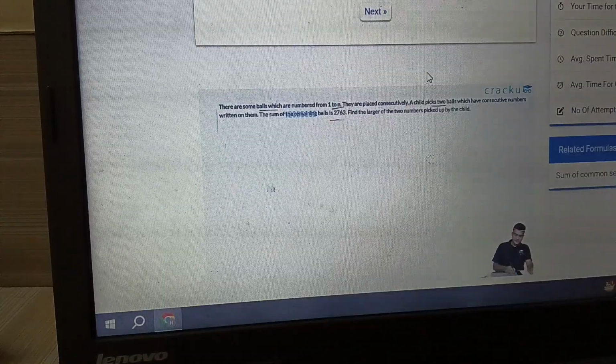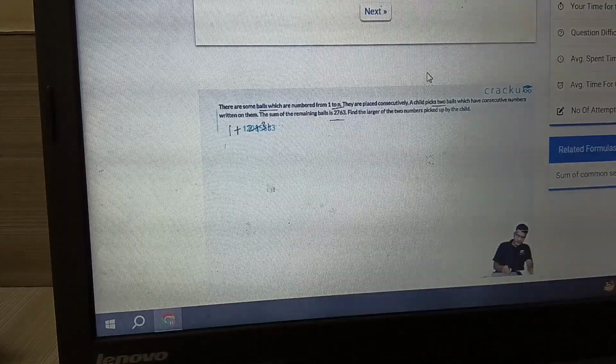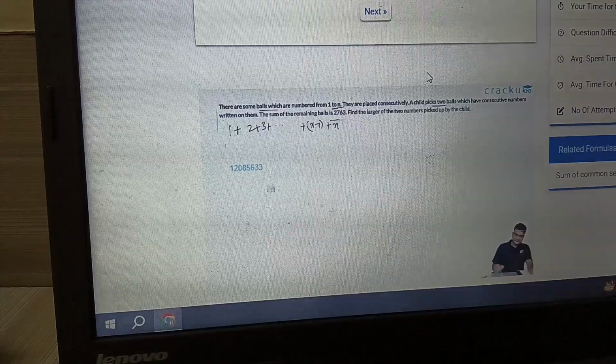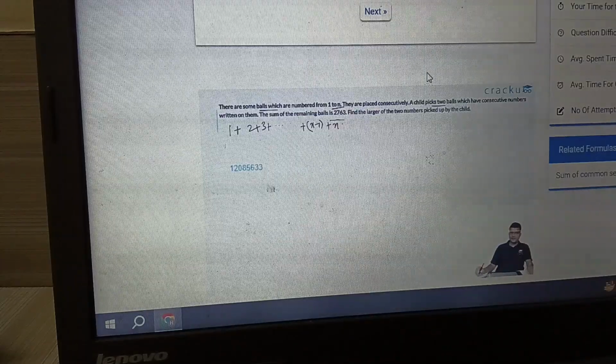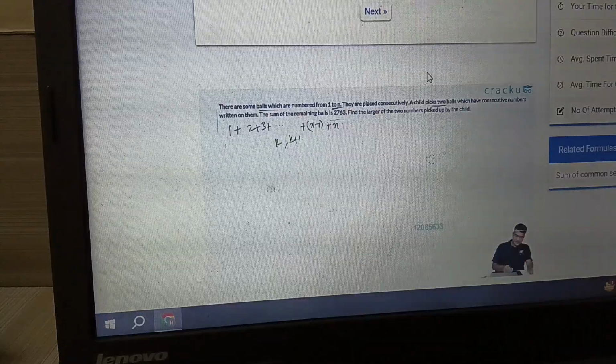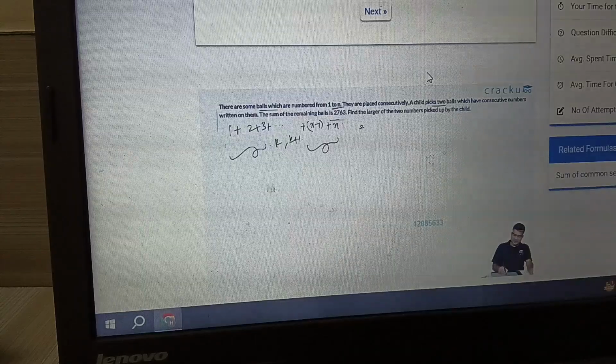So let us assume that the balls which were there are 1, 2, 3, up to n minus 1 and finally n. Out of this, let us assume that the two balls that the child has removed are k and k plus 1. If you add up all the remaining balls, we are told that the sum is equal to 2763.